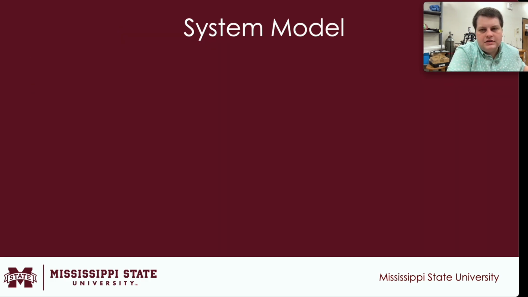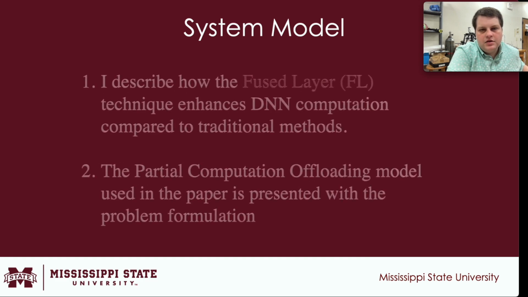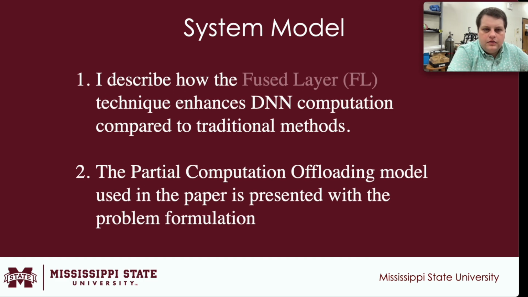So now I'll go over the system model, detailing the foundational elements. First, I'll describe how the fuse layer technique enhances deep neural network computation compared to traditional methods. And then I'll go over the partial computation offloading model, which is introduced in this paper. And then I'll talk about the problem formulation and the need for the main contribution, the particle swarm optimization with minimum weighting algorithm.